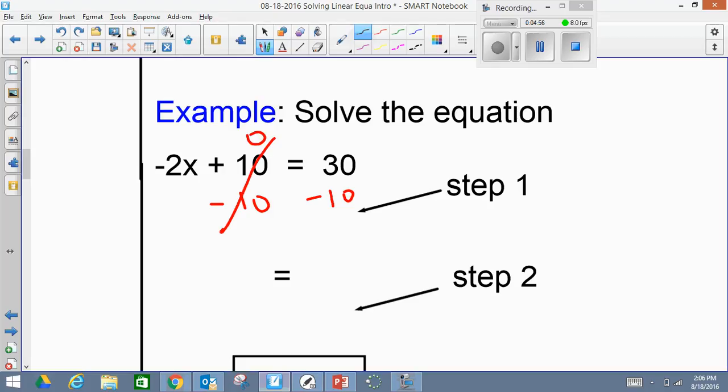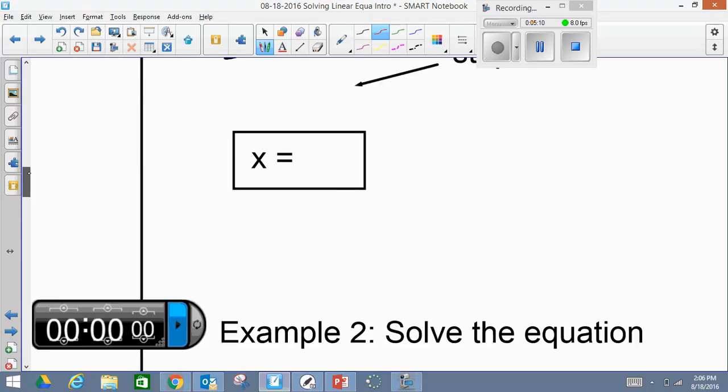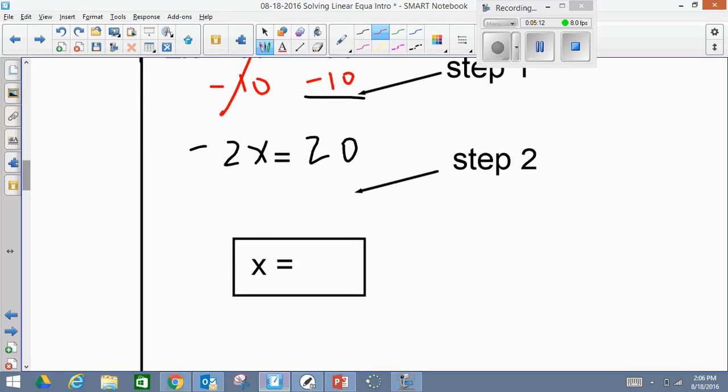So I bring down the -2x, and on the other side, 30 minus 10 is going to give me 20. Now, the second step, according to the speed notes, is that you have to cancel whatever's multiplying or dividing the variable, or your coefficient. In this case, I have a -2, so I divide by -2 on the left and the right side of my equation.